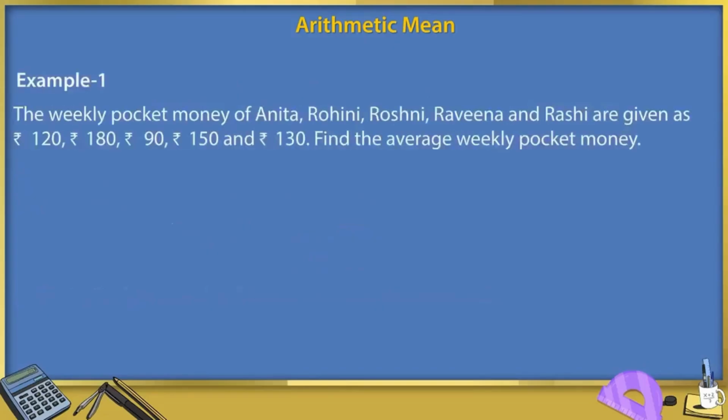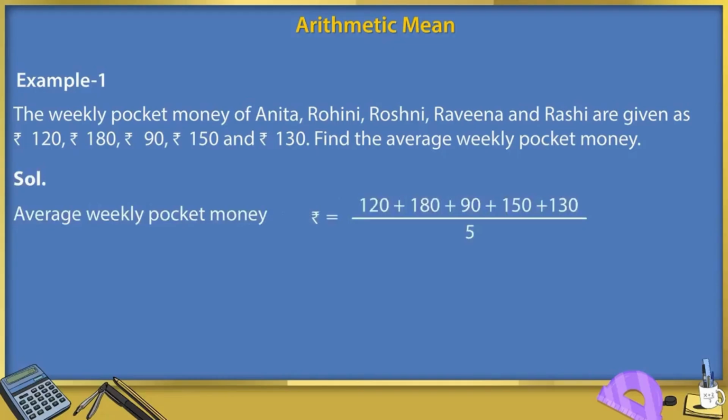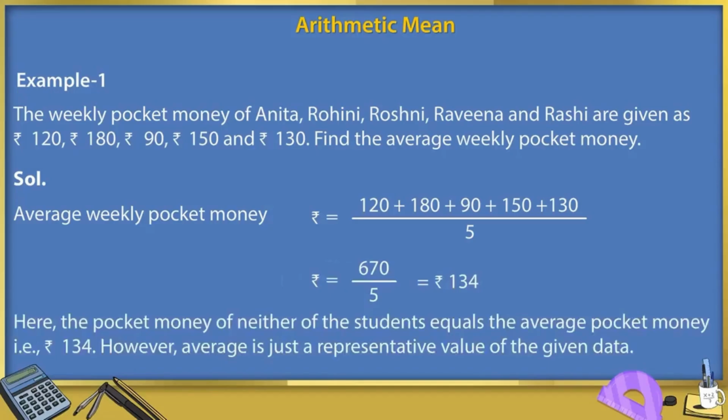Example 1. The weekly pocket money of Anita, Rohini, Roshni, Ravina and Rashi are given as rupees 120, rupees 180, rupees 90, rupees 150 and rupees 130. Find the average weekly pocket money. Solution. Average weekly pocket money is equal to rupees (120 plus 180 plus 90 plus 150 plus 130) by 5, which is equal to 670 by 5, which is equal to rupees 134. Here, the pocket money of neither of the students equals the average pocket money, that is rupees 134. However, average is just a representative value of the given data.